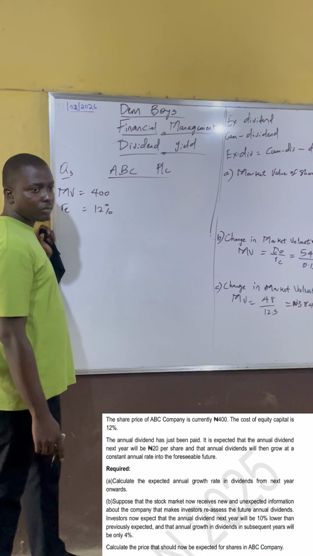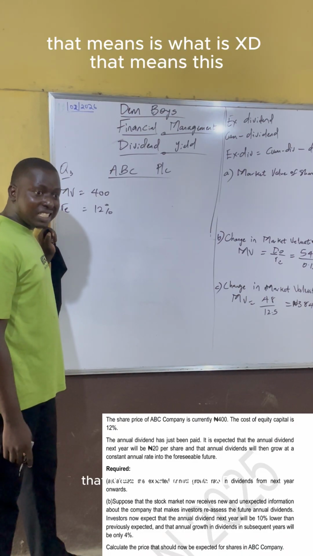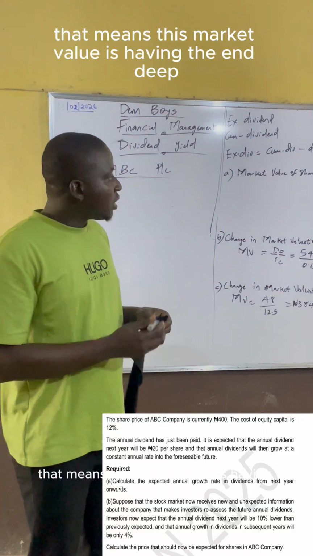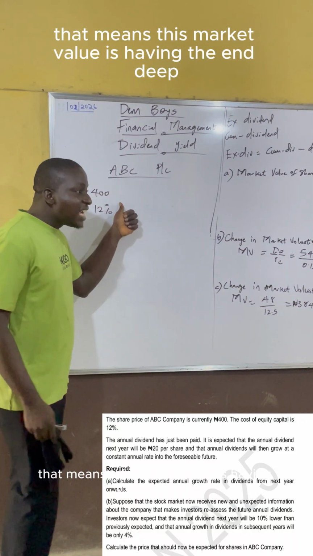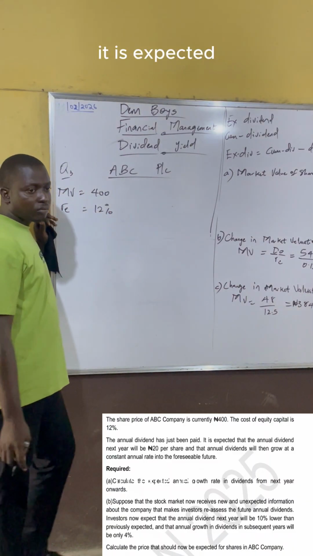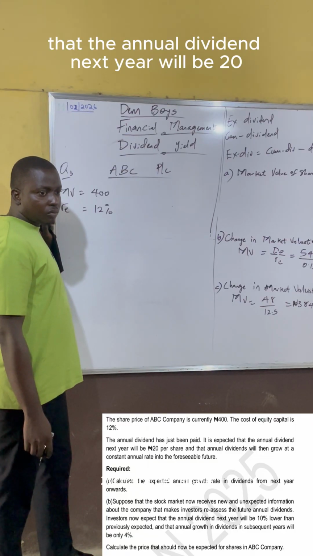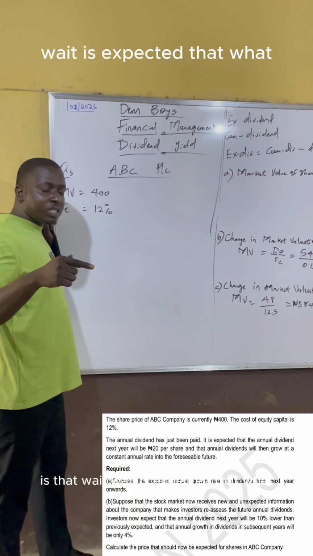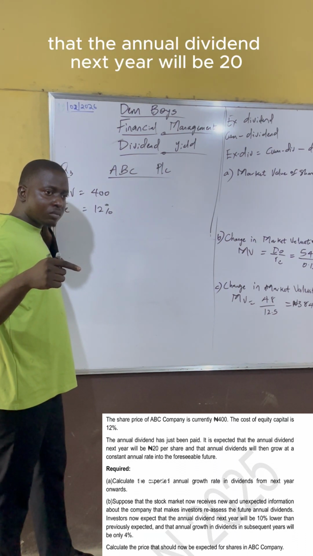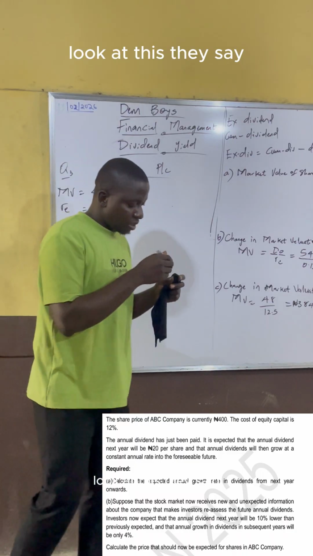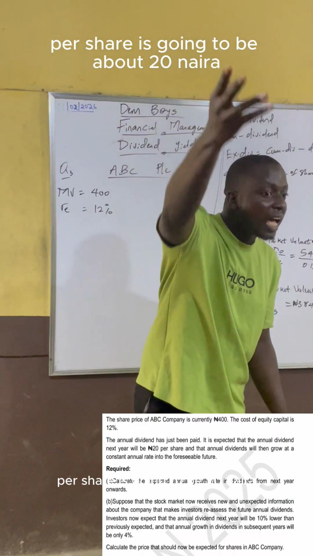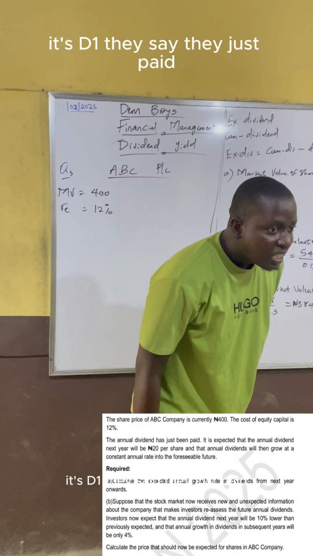The annual dividend has just been paid. That means it's XD. That means this market value has the XD, not the cum div inside. You understand? It's expected that the annual dividend next year will be 20 naira per share. That means it's not D0, it's D1.